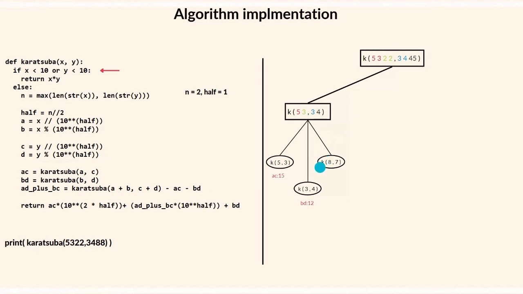Now, we can calculate 8 times 7, which is 56. But don't forget that we need to subtract AC and BD. Subtracting AC and BD, this is the answer. After that, we are going to return this formula, AC, BD, AD plus BC. Substitute in this formula. This will be the answer. Now we have solved these subproblems to get a solution to another bigger subproblem.